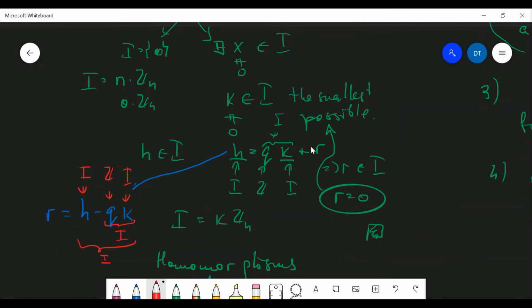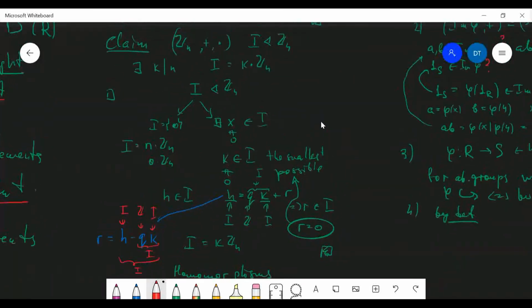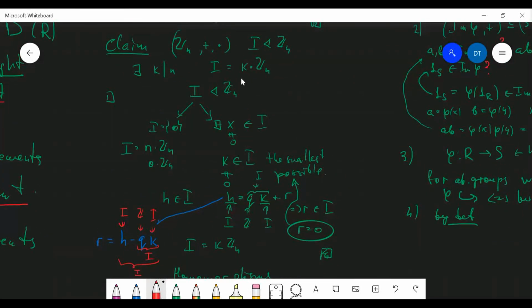Yeah, okay, exactly. Well, strictly speaking, I didn't prove the claim here because I have proven that I belongs to K times Zn. So here the left to right inclusion is proven. But right to left inclusion is more or less obvious. So each element of the form K times Q belongs to I by the definition of I. So that was the part that I didn't pronounce here, but I believe it's clear.